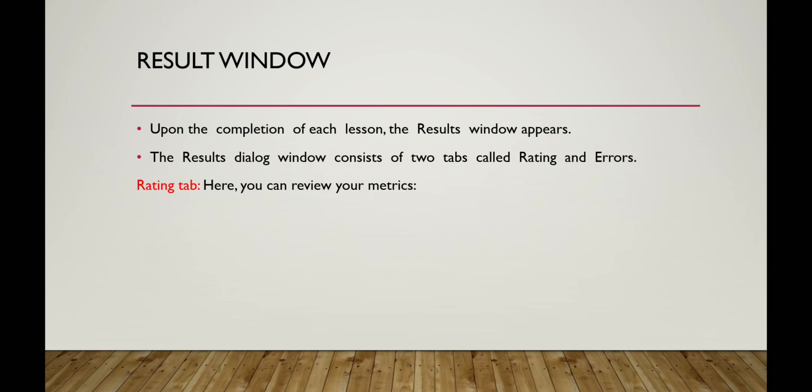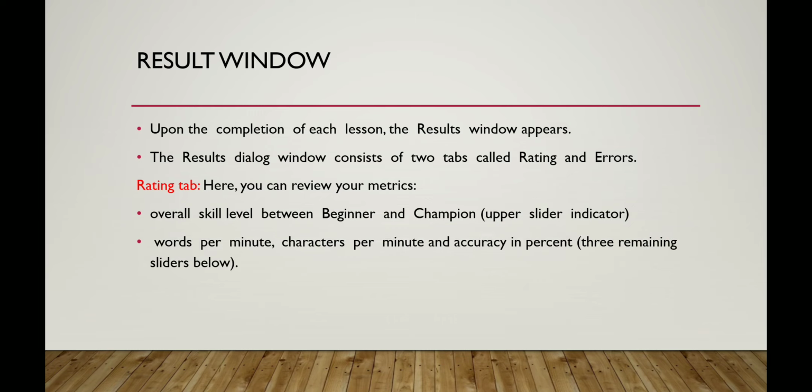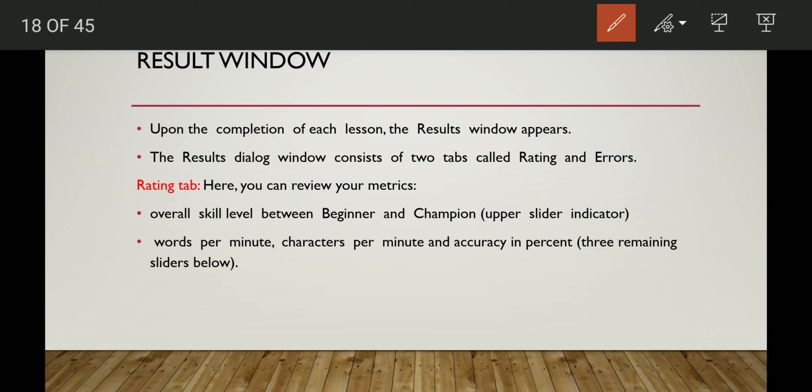Next is the result window. When you complete any session, the result window appears. In the result window there are two tabs, right? One is the rating tab, another one is the error tab. In the rating tab, what is there? It will tell you where you stand. Are you a beginner or a champion? It will tell three things: words per minute, characters per minute, and accuracy.